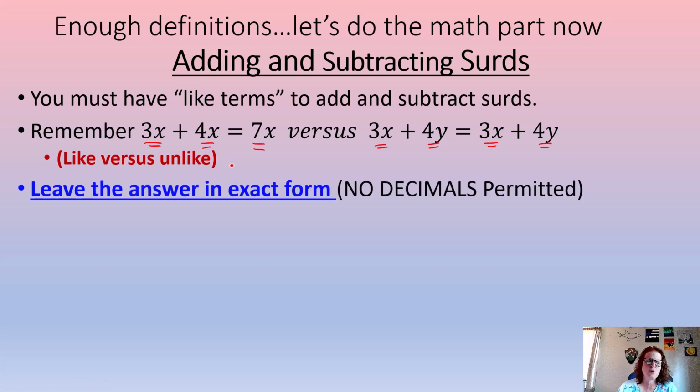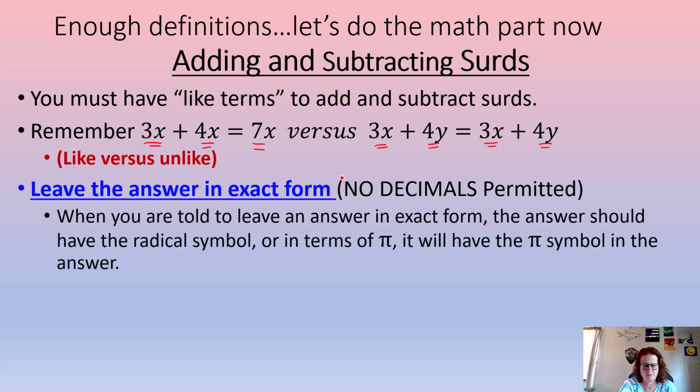Now, on these problems, you're going to be asked to leave the answer in exact form. Do not give me a decimal. A decimal will be counted wrong. So when you're told to leave an answer in exact form, the answer should have a radical symbol. Now, there will be times as we get more and more into math that you're going to be told to give the answer in terms of pi. So if you come up with an answer that's 3 pi, then that's how you would write your answer, 3 pi.